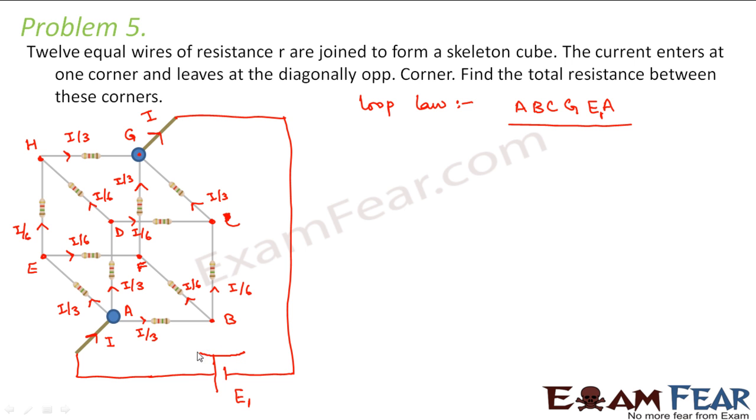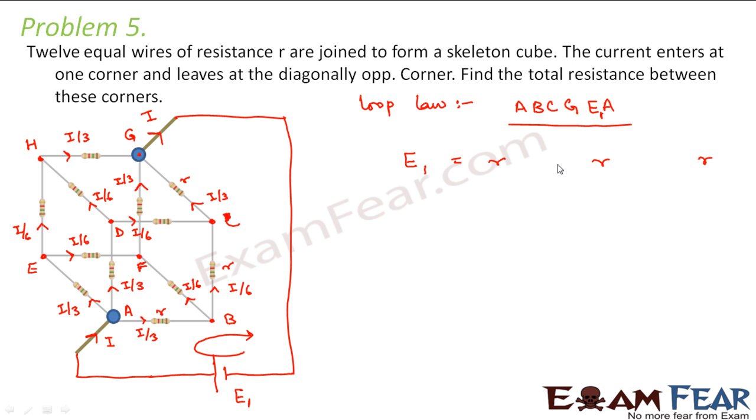So we have to assume a direction. Let us suppose I assume this direction, that means current will flow like this, in the clockwise direction. As per the loop law, what is the EMF in this circuit? The EMF in this circuit is E1. And what are the resistances involved? This resistance r, this resistance r and this resistance r. So there are 3 resistances involved in this closed loop.